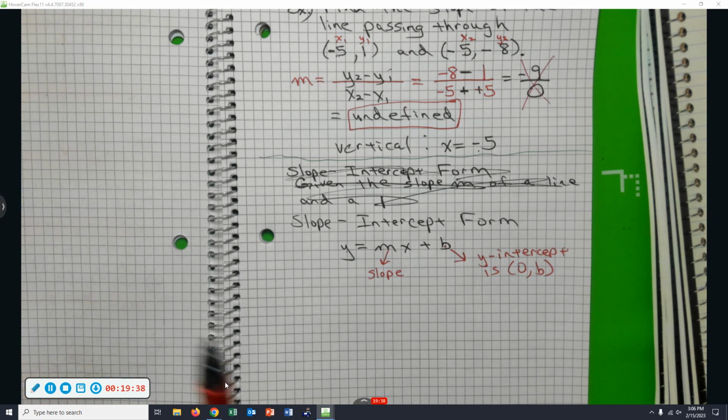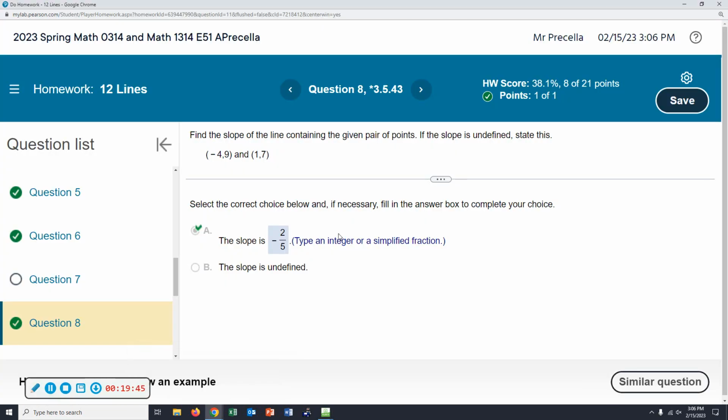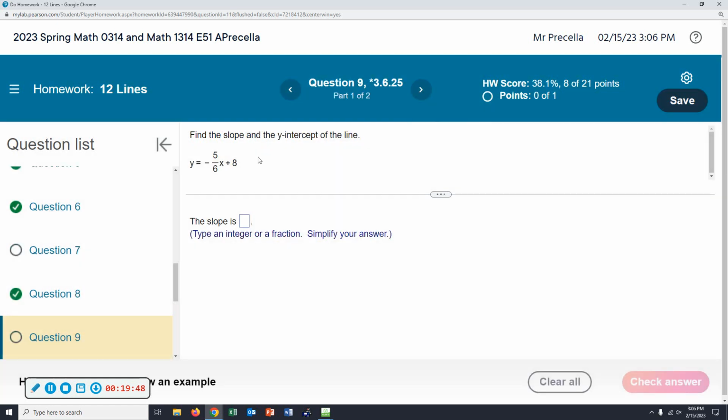Now, if they give you the slope and they give you the y-intercept, it's easy to write an equation for the line. We're not writing equations. Oh, we're going backwards, aren't we? Yeah. Find the slope and the y-intercept of the line. Here they're giving you the equation. We're not even writing the equation yet. Find the slope and the y-intercept.